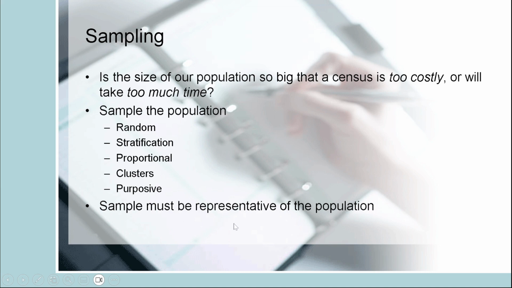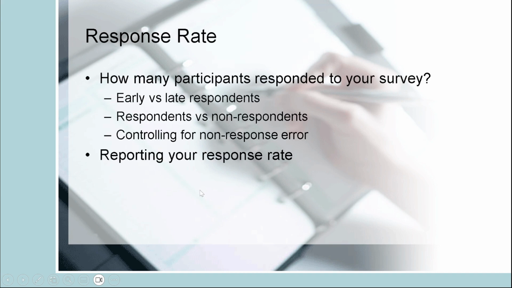The sample must also be representative of the population. So these are the things you are going to consider as to the populations that you are going to adapt, include, or apply in your research. Are you going to use random, stratified, proportional, cluster, or purposive? Then response rate: how many participants responded to your survey? Early versus late respondents, respondent versus non-respondent.